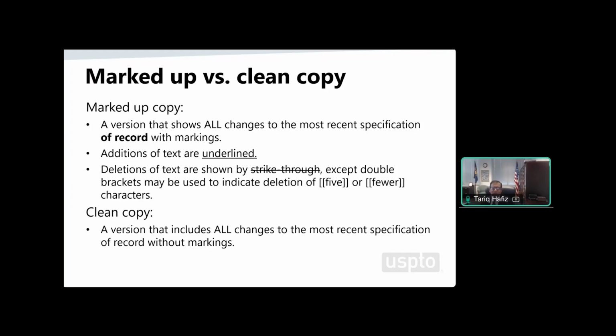Again, a clean copy is required for written description amendments. Please do not file one for claims. Submitting two sets of claims at once will confuse the record.